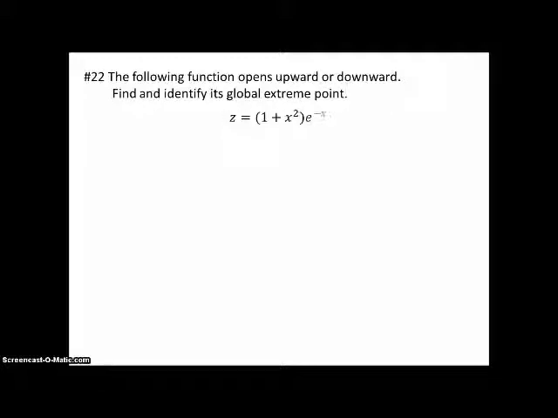22. The following function opens upward or downward. Find and identify its global extreme point. And here's the function. So again, we start with our partial derivatives with respect to x.